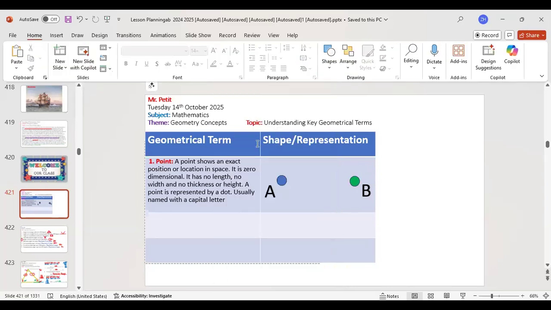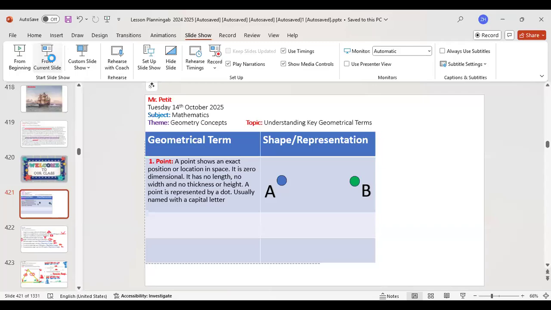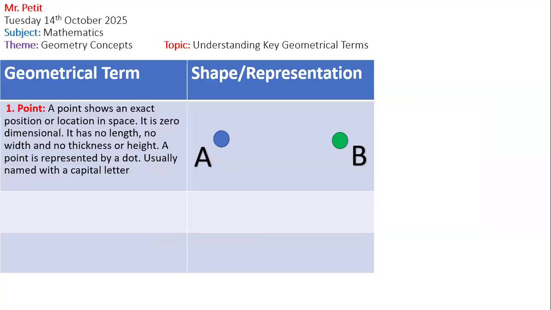All right. So once again, several things to remember about a point. It shows the exact position or location. It is zero-dimensional: no length, no width, no thickness, no height, and it is represented by a dot. It's just a location in space. And we usually have a capital letter to represent that.